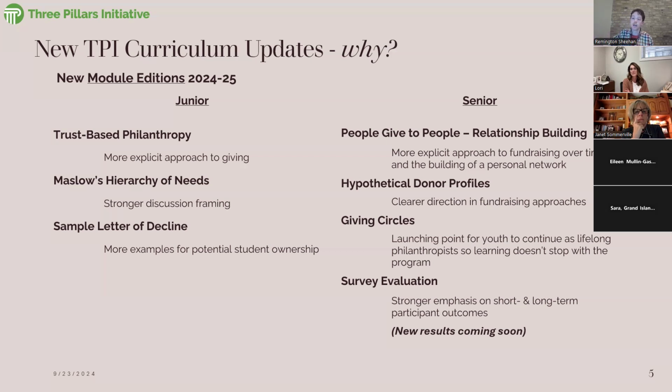The giving circles, again, is something that has now been included in all of the senior year curricula. The point of it is not necessarily to say, this is what giving circles are, but to change the end of the year conversation from, congratulations, you've done great work for the last 2 years and you finished it, so now you're going to move on to the next part of your life, into more of a, here's the end of the year, but this is a springboard into you being a philanthropist for the rest of your lives.